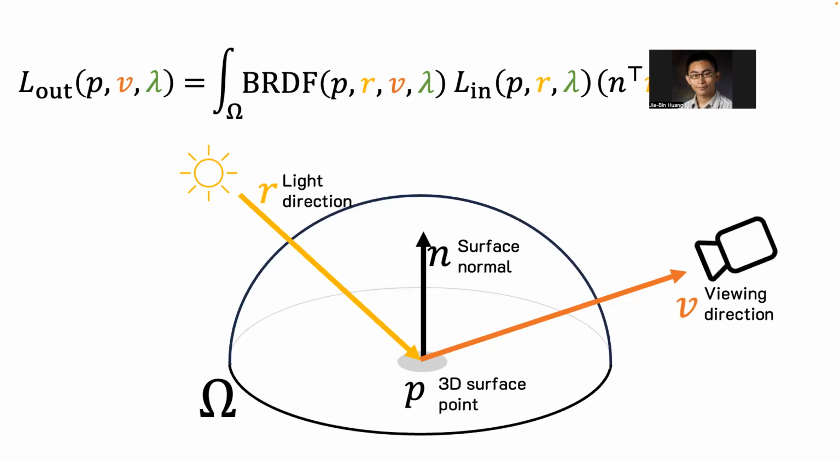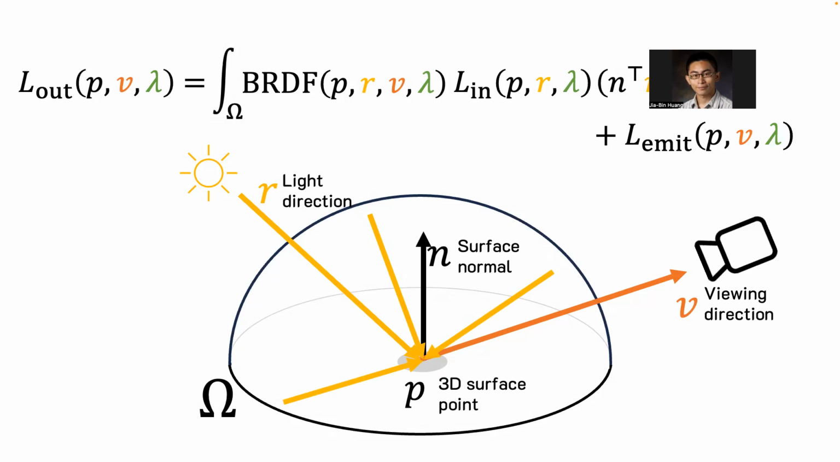So that's why you have this integral here. To make things more complicated, you could also have emitting light, right? The surface at that location could also be emitting light, so that becomes complicated. Okay, this is why a lot of rendering engines run very slowly. Okay, so rendering realistic things is not easy. Okay.